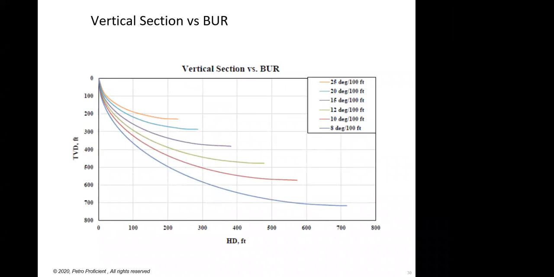Now here you can see an example: horizontal displacement, total vertical depth, and these are all the build rates, starting with 8 degrees to 25 degrees. The higher the build rate, the shorter your trajectory; the lower the build rate, the longer your trajectory. So you need to choose what build rate you want to have, and accordingly things will change in your directional planning. As I said, as we go along, we'll discuss this in greater detail and the implications of this.